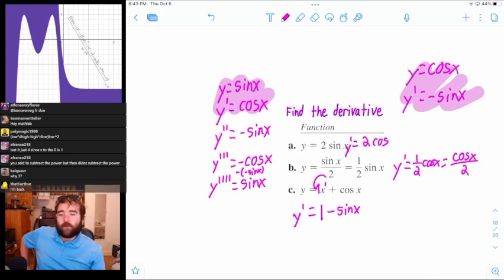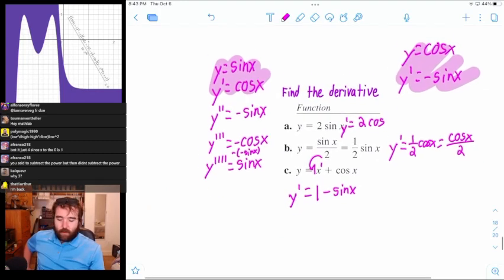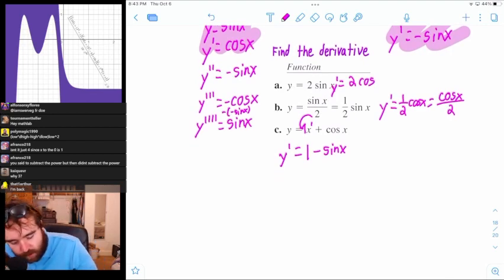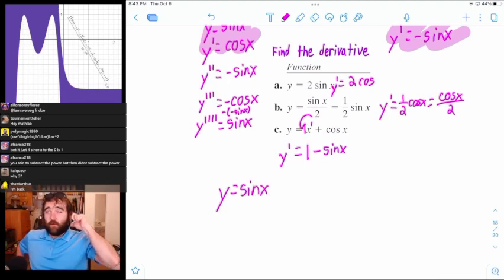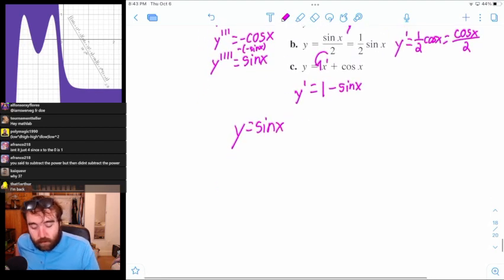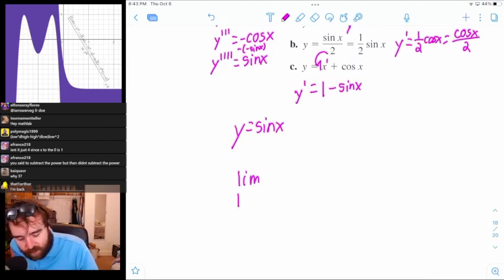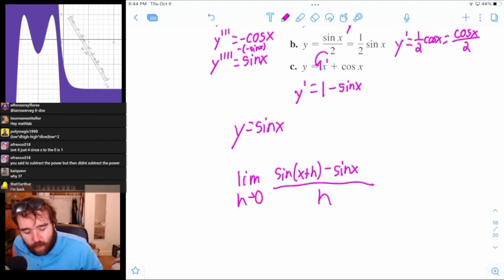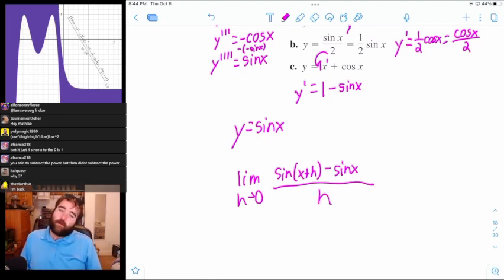So should we try to do that with the limit definition? That's going to be tough, but we can probably try. So let's try to find, if y equals sine of x, let's try to do the limit definition. So we're going to do the limit as h approaches 0 of sine of x plus h minus sine of x over h. And I know this can get pretty challenging, but let's try it out.